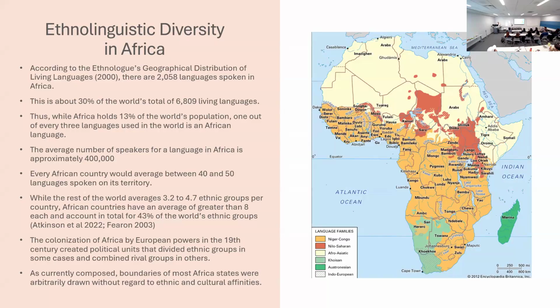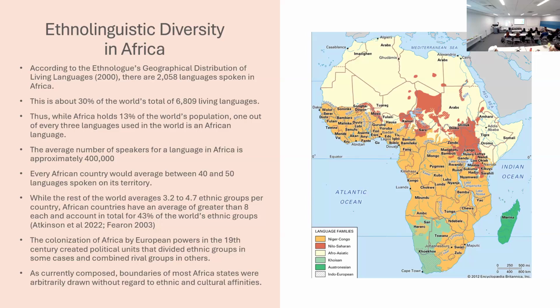The average number of speakers for a language in Africa is approximately 400,000. Every African country would average between 40 or 50 languages spoken in its territory. And while the rest of the world averages 3.2 to 4.7 ethnic groups per country, African countries have an average greater than 8 each. And they account for about 43% of the world's ethnic groups.